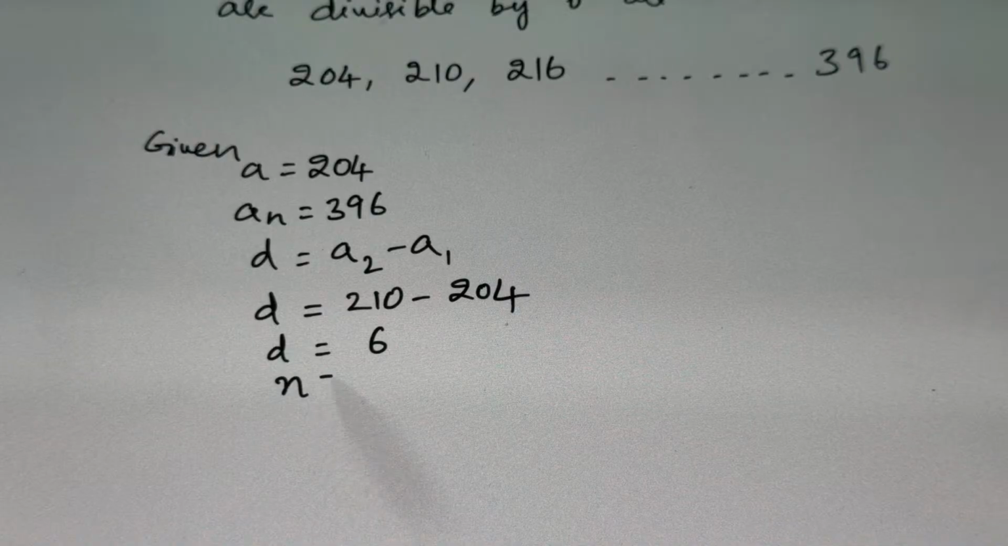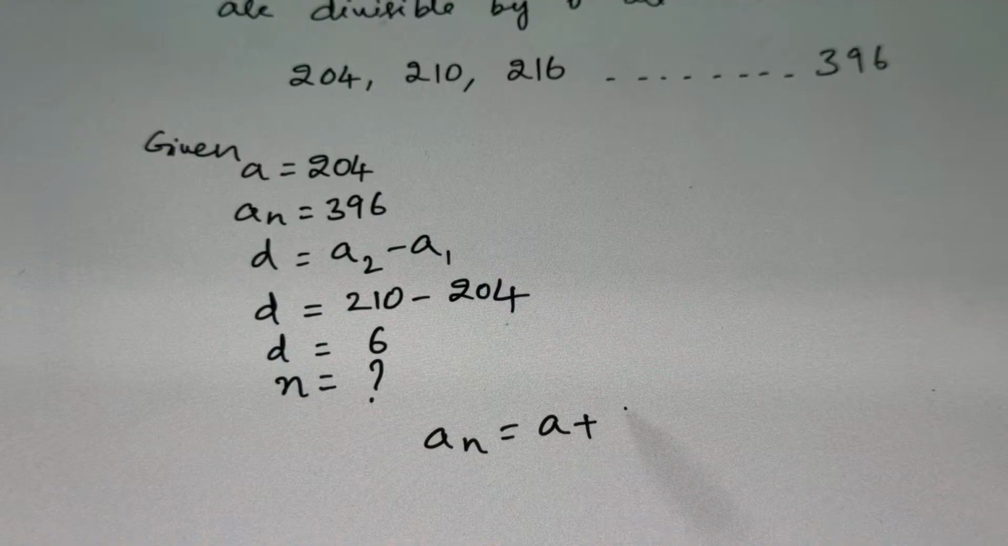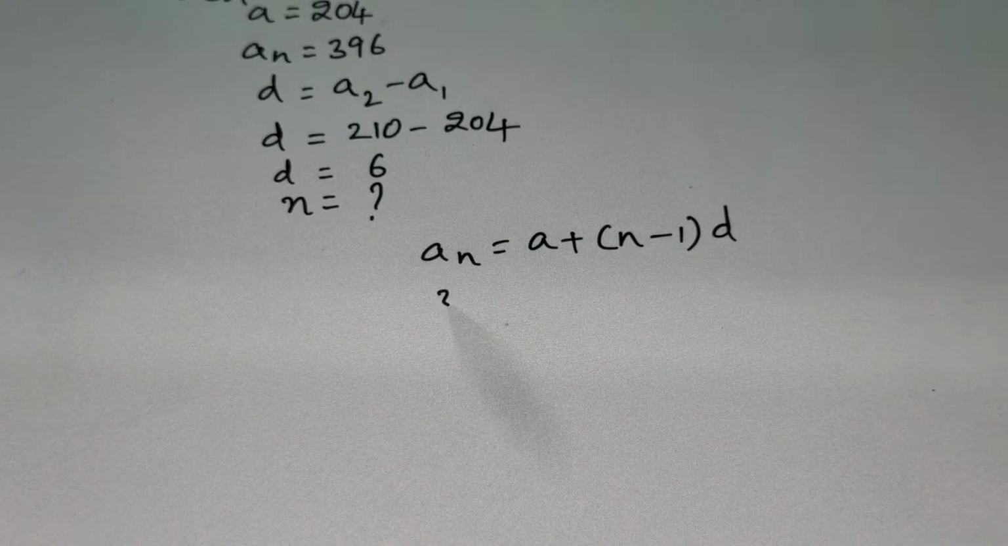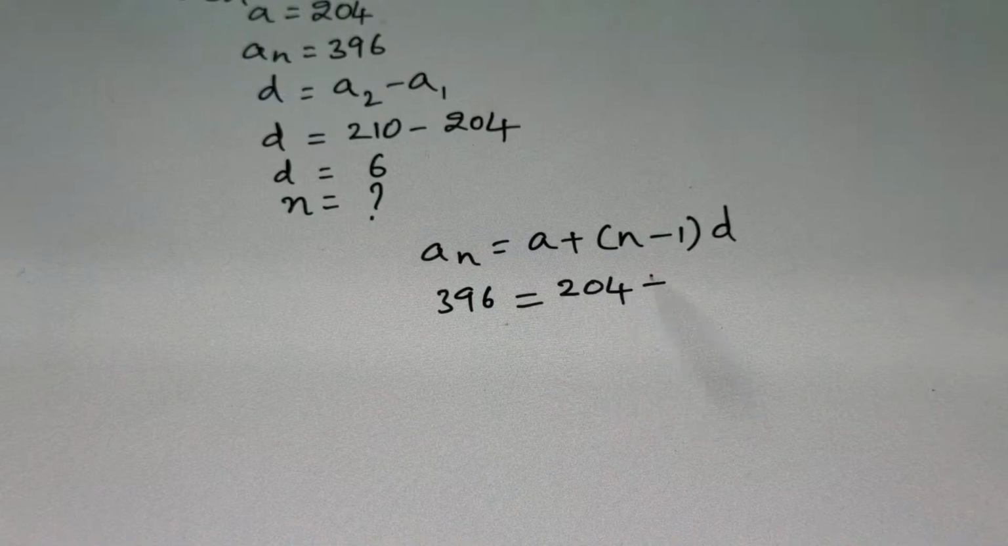Now we have to write the formula. So here we need to find the number of terms, so n is equal to question mark. Now we have to use the formula for nth term, an equals a plus n minus 1 into d. So an we have 396, that is equal to first term 204 plus n minus 1 into d, we have 6.